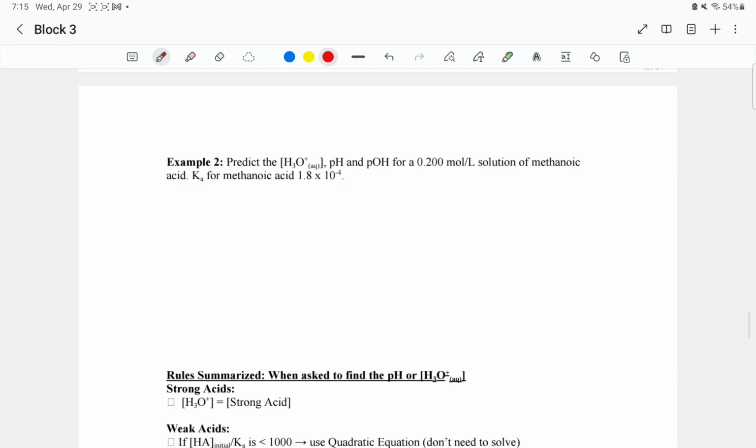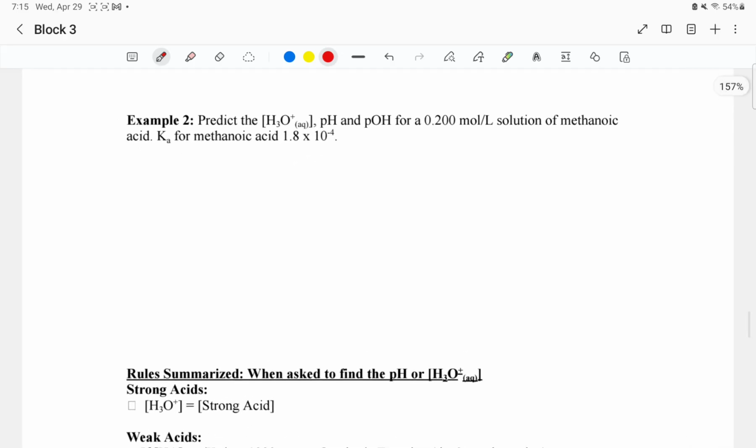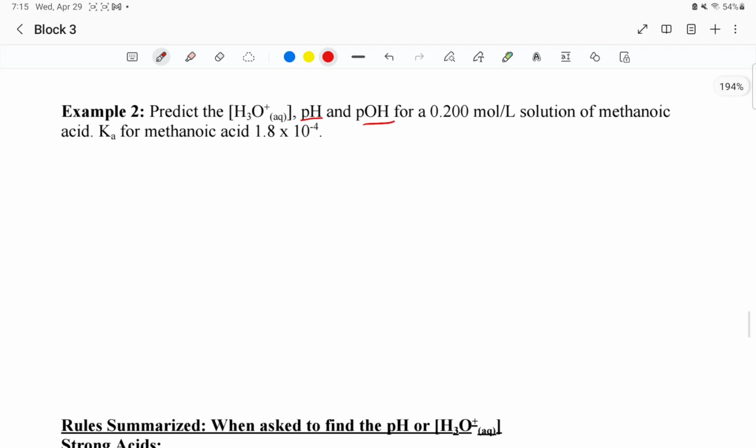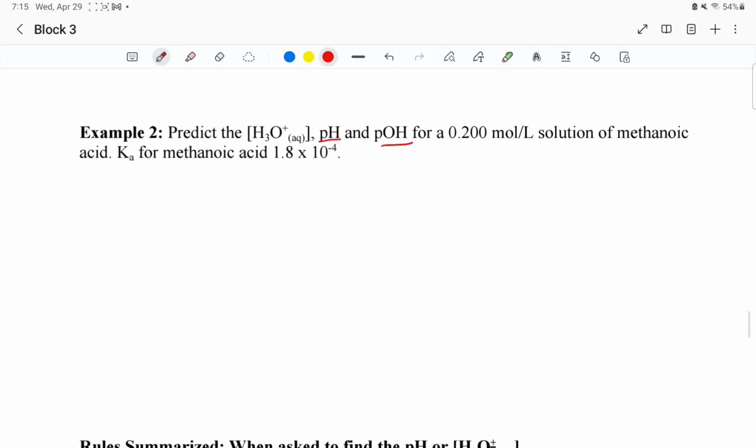All right, so now, example number 2. It says predict the hydronium ion concentration, the pH, and the pOH for a 0.200 mole per liter solution of methanoic acid, and the Ka for methanoic acid is 1.8 times 10 to the negative 4. You see how this question is pretty similar to the one on your quiz and unit test, where it's asking you for 3 different things. For all of these, you have to make sure you get the correct number of sig digs and label it out. I'll show you. So here we go.